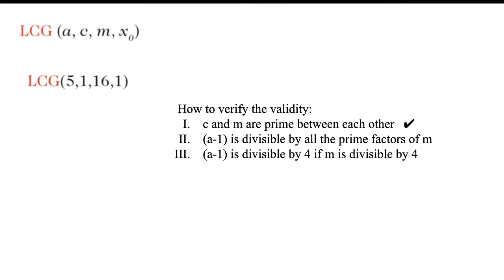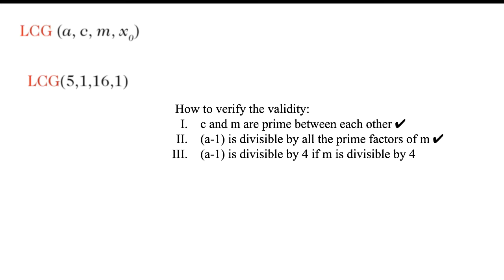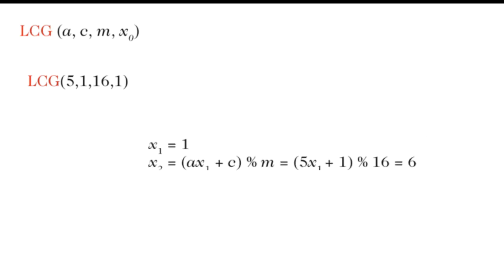In this example, they are. A minus 1 needs to be divisible by all the prime factors of M, and in this case, it is. And then, a minus 1 needs to be divisible by 4 if m is divisible by 4, which again, it is. So, moving on. x1 is going to be equal to 1, which is our seed. And then for x2, we're going to have to execute the formula. So, a times x1 plus c modulo m equals 5 times x1, which is 5, plus 1, which equals 6, modulo 16 gives as a result 6.